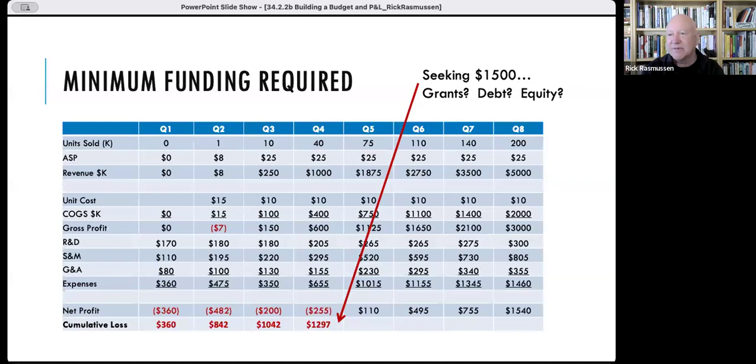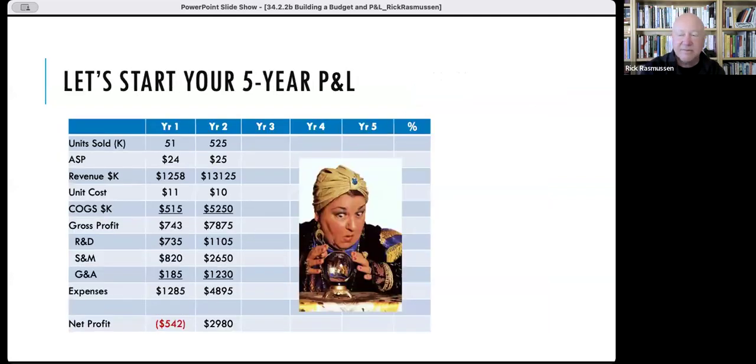That's a discussion. Maybe you have access to grants. Maybe you can get some loans. Maybe you sell part of the company, like an equity deal through an angel or a VC. It's a strategy question.